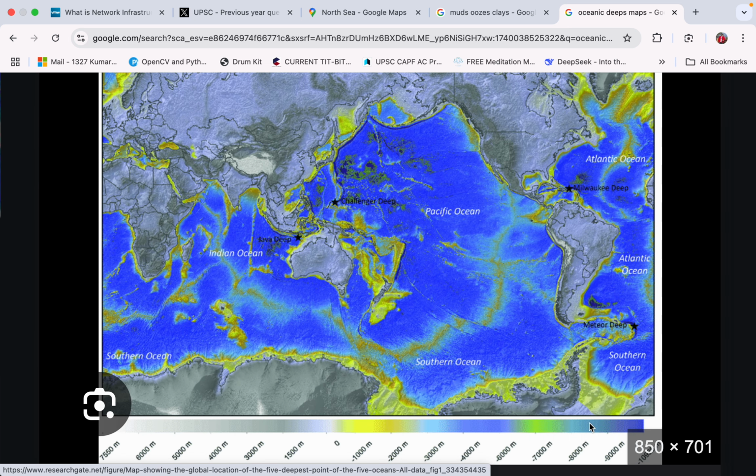So here you can see the color is changing abruptly to blue. So this is the area where the continental shelves are smaller and the deep trenches arise faster.